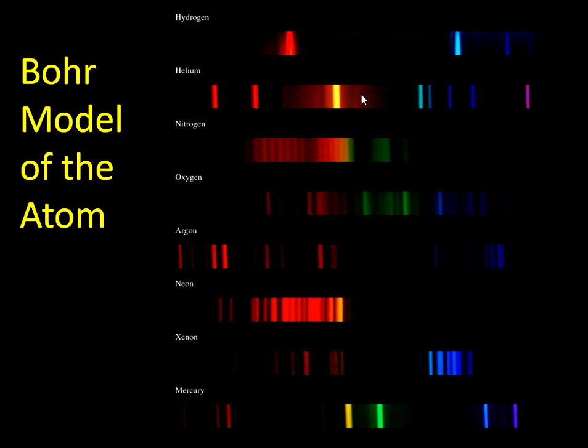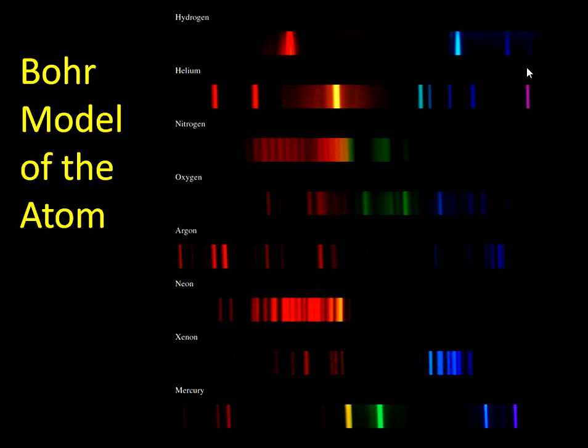Hi class, this is a video on the Bohr model of the atom. The Bohr model of the atom is the description or model of the atom that was proposed in around 1910, a little after 1910, by Danish physicist Niels Bohr. And it improved upon previous models of the atom in the sense that it was able to account for various observations that previous models were not able to account for.